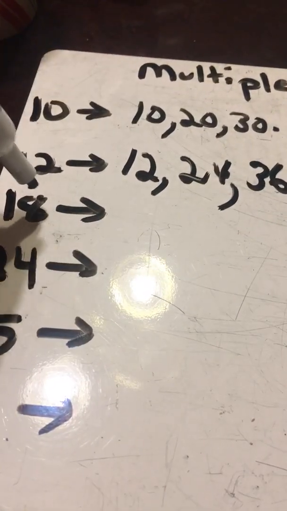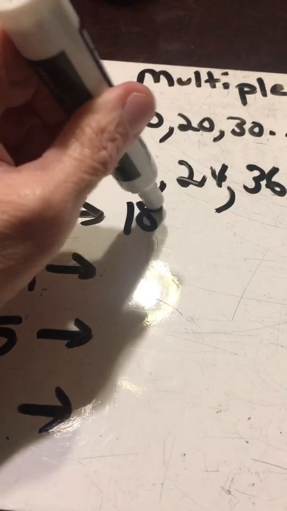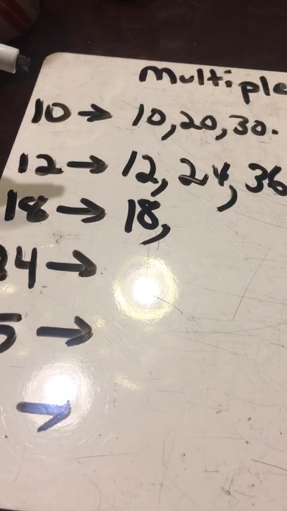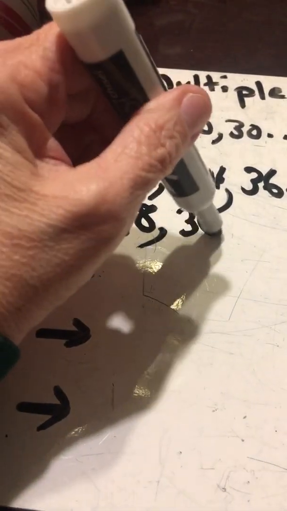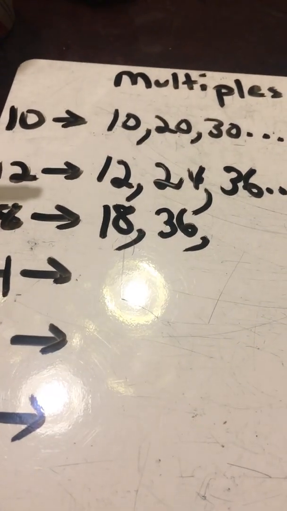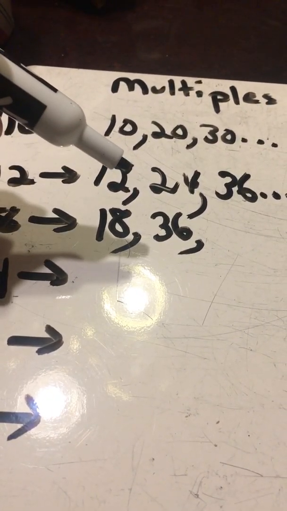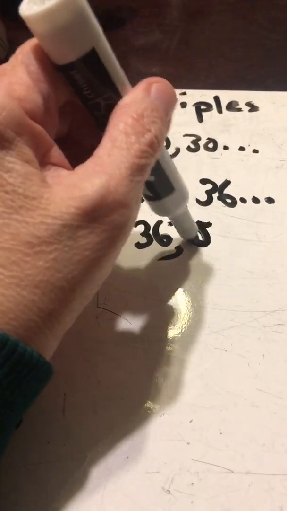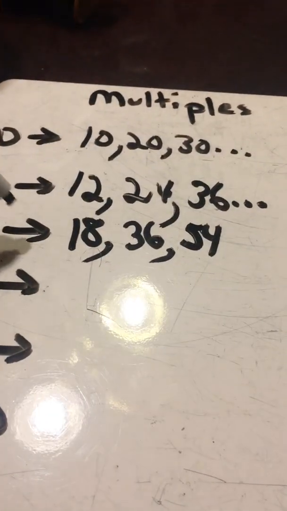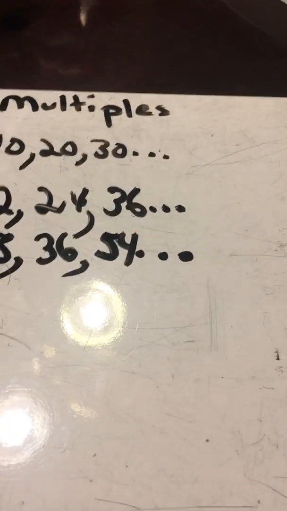Okay, so 18, what are the multiples of 18? Well, you just write down 18 and add 18. 18 plus 18 is 36. The next one will be 36 plus 18 more, which is what? 54. And, I mean, if you had to write down 36 plus 18, that's fine. Dot, dot, dot. Now we want the factors of 18.